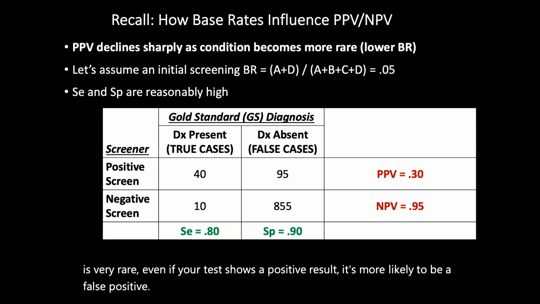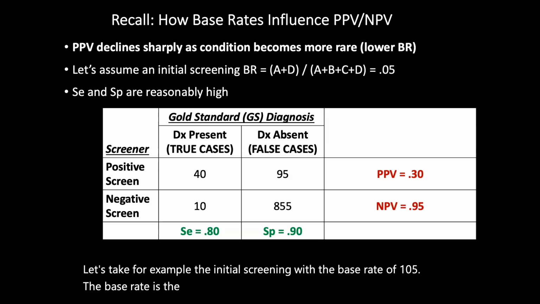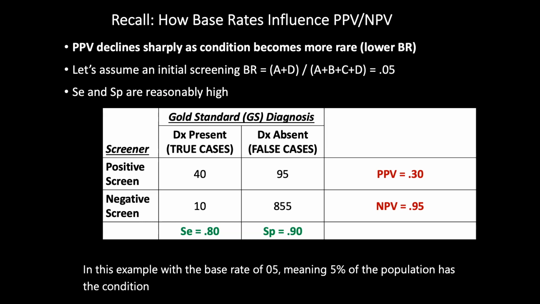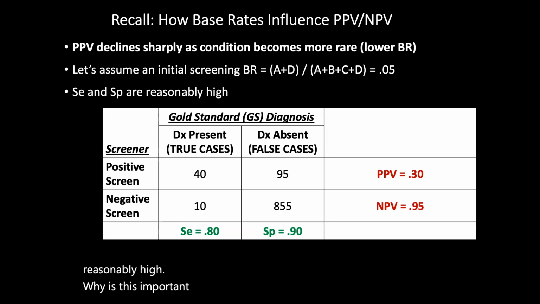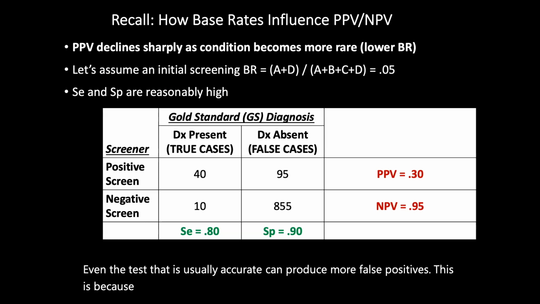Let's take, for example, the initial screening with the base rate of 0.05. The base rate is the proportion of the population that actually has the condition you're testing for. In this example, with the base rate of 0.05, meaning 5% of the population has the condition, we'll assume that sensitivity and specificity are reasonably high. Why is this important? If a condition is rare, even a test that is usually accurate can produce more false positives. This is because the small number of true positive cases can be overshadowed by false positives.